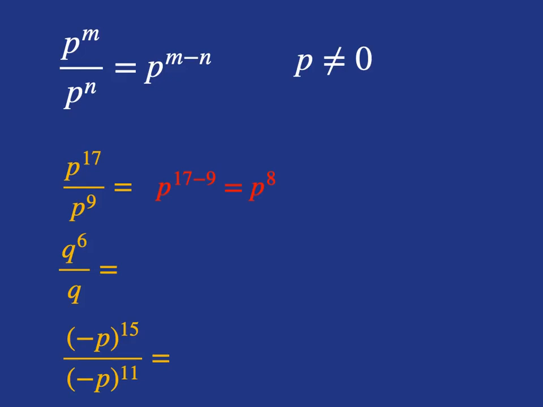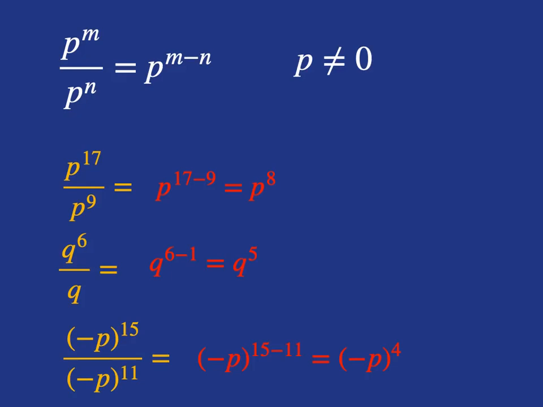q to the 6 over q. Well, of course, you remember q is just q to the power of 1. So this is going to be q to the 6 minus 1, which is q to the 5. And the fact that you've got in the last one a negative p as the base doesn't matter at all. What you're going to have then is just negative p to the power of 15 minus 11, which is equal to negative p to the power of 4.